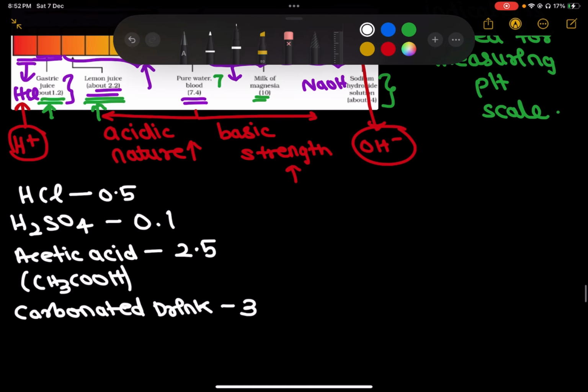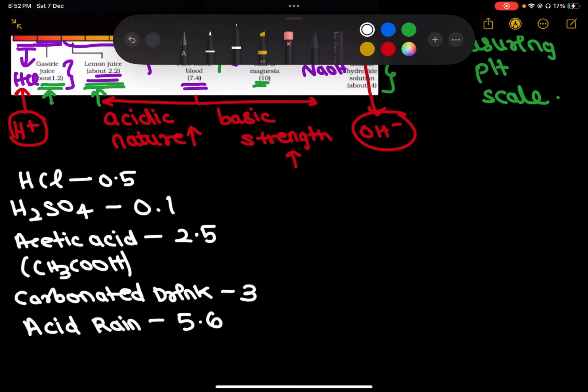Then we have acid rain. So we'll learn more about this in the everyday life pH values, right? But acid rain ranges approximately 5.6. Pure rain is also acidic, but not very acidic. So pure rain will range somewhere between 6.5 to 7, right? Pure rain. Okay, so this is the acid side.